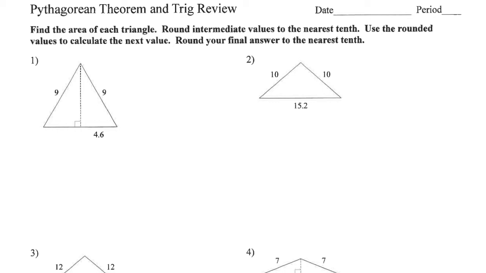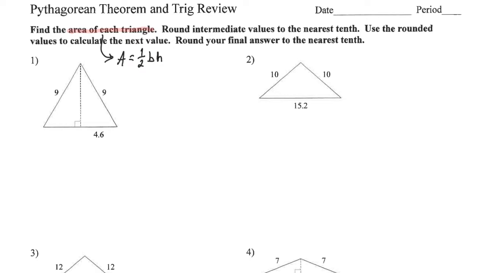For this assignment, we're going to be using the Pythagorean Theorem and trigonometry, so the sine, cosine, and tangent, to find the area of a triangle. Right? So it says finding the area of each triangle. So first thing you got to remember is that the area of a triangle is 1/2 times the base times the height. 1/2 base times height. So that's the area formula.